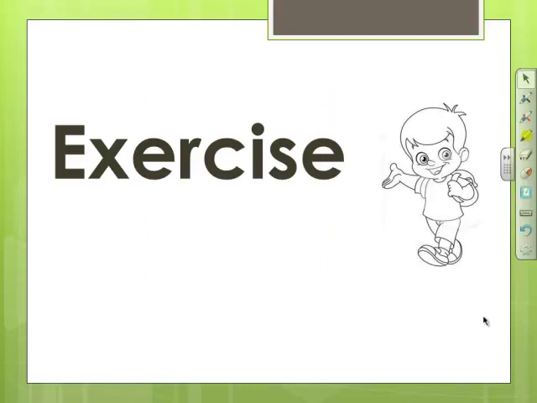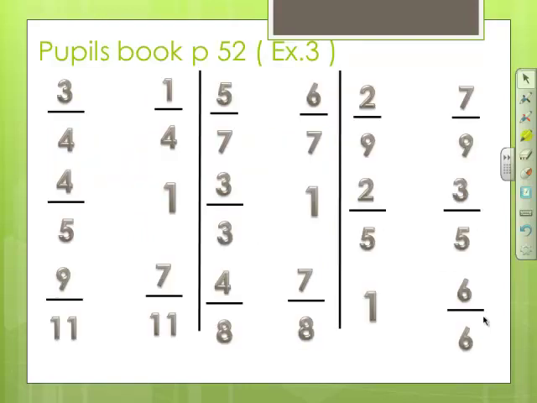Let's do some exercises together. Please open Pupil's Book, page 52, exercise number 3. The first example, 3/4 and 1/4. Here we have the same denominator, 4 and 4. So we will look at the numerator, 3 and 1. 3 is more than 1. So 3/4 is more than 1/4.